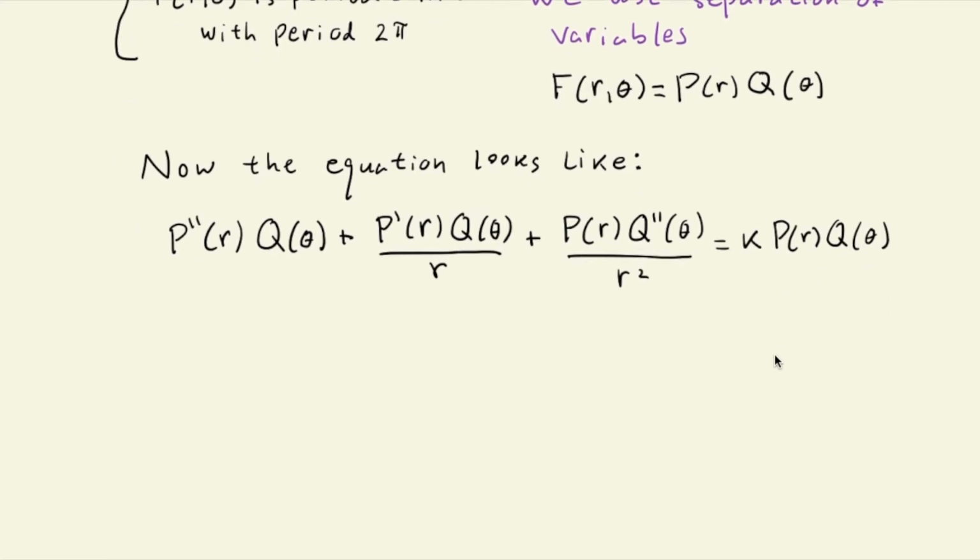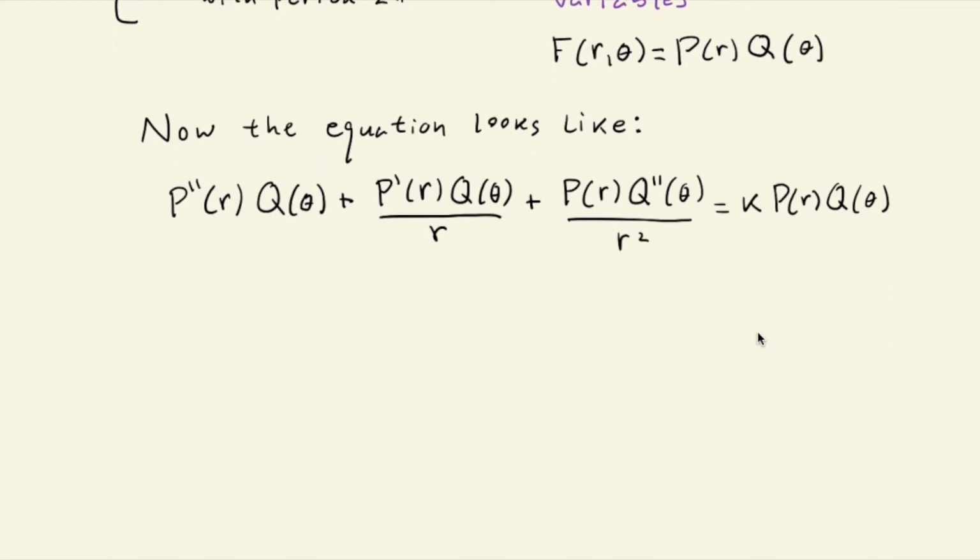Okay, so now that's what the wave equation looks like. And what we have to do is separate variables, right? So we want only r's on one side and only thetas on the other. Okay, so the first thing you could do now is divide by p times q.